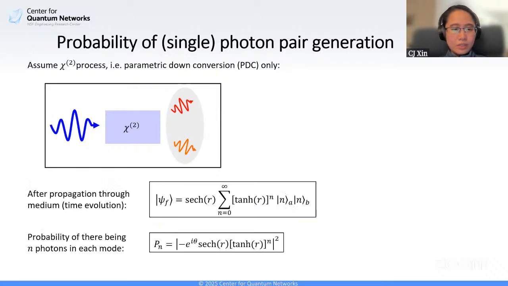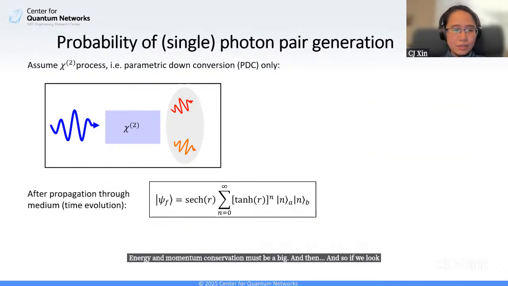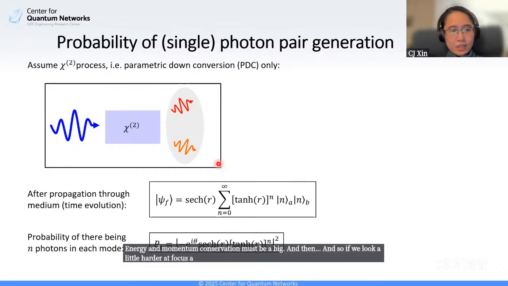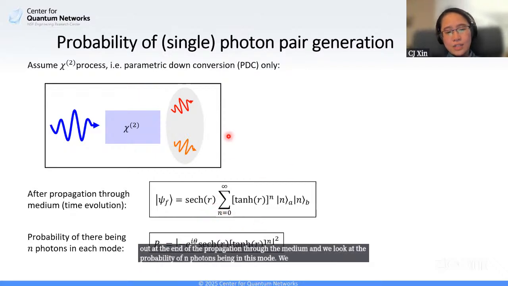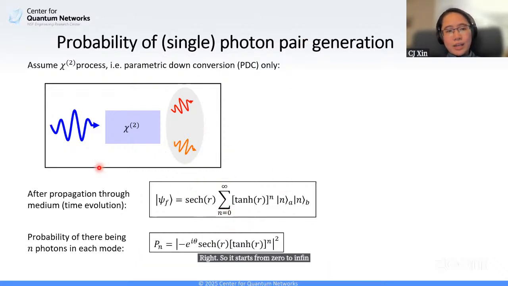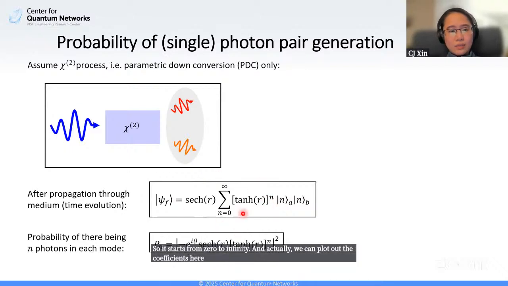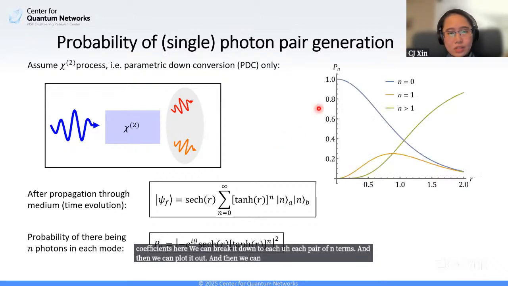And so if we focus a little harder on the state that we get out at the end of the propagation through the medium, and look at the probability of n photons being in each mode, we realize that n is summed to infinity, so it starts from 0 to infinity. We can break it down into each pair of n terms, and then we can plot out the coefficients like this.